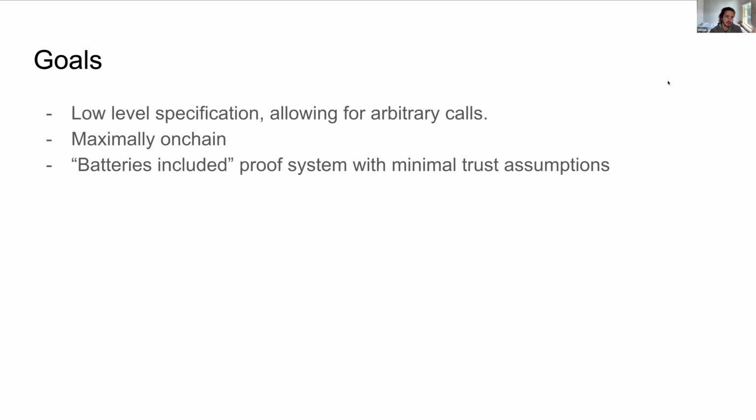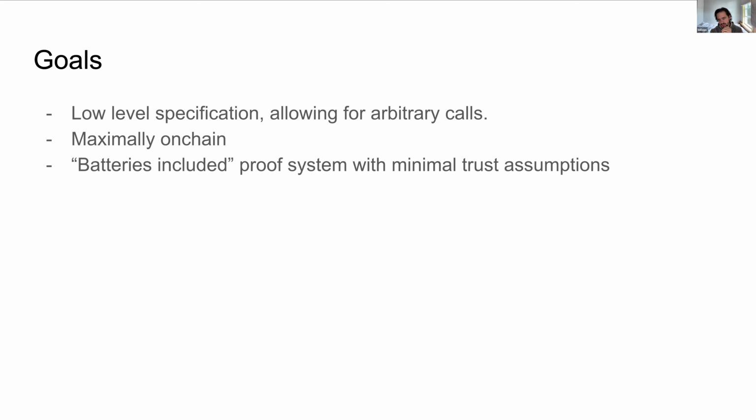So I'm going to take a few minutes just to run through how this works. Hopefully it won't take too much time. I'll have some topics for discussion and I'm happy to answer any questions. So the goals of this were a low-level specification allowing arbitrary kinds of calls. We wanted something that was maximally on-chain, and so as much as possible sticking to Ethereum and the related chains and what is intrinsically available on-chain. And then a batteries-included proof system with minimal trust assumptions.